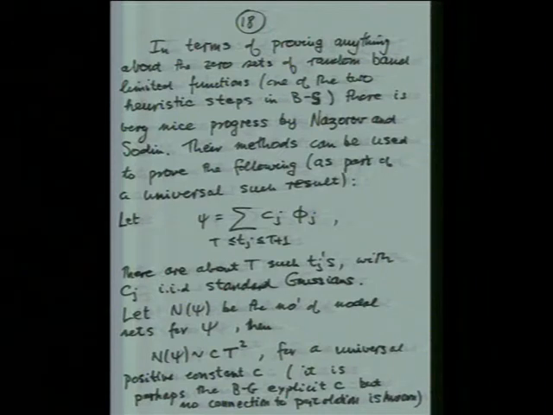And the answer is that Sodin and Nazarov's methods will show that the number of connected components is asymptotic to some constant. They can't say what the constant is, but it's asymptotic to a constant times t squared. So the number of connected components is in the right order of magnitude, consistent with Bogomolny's conjecture. The constant, however, is not related in any way that we know to percolation.